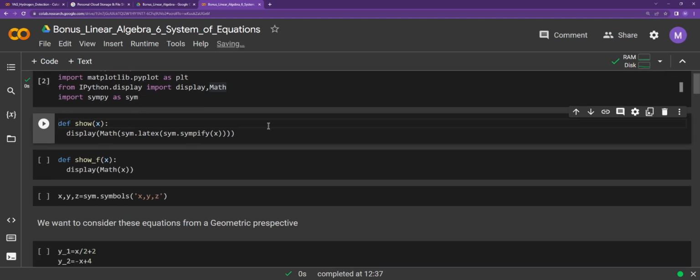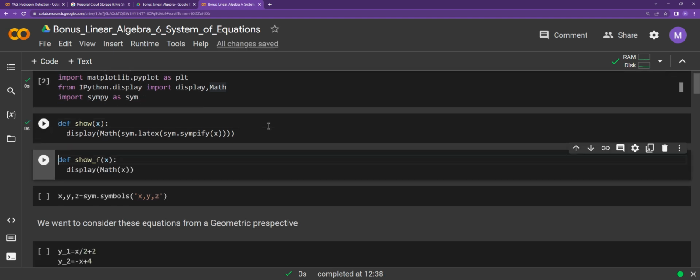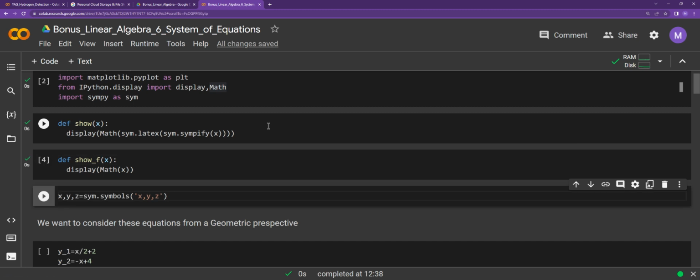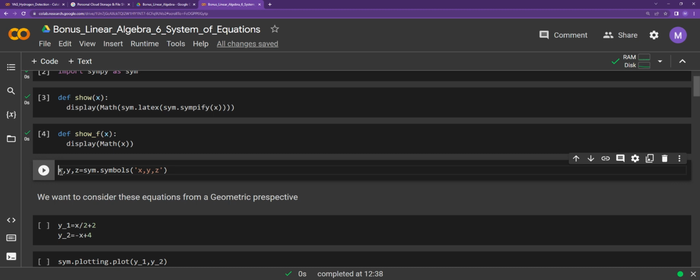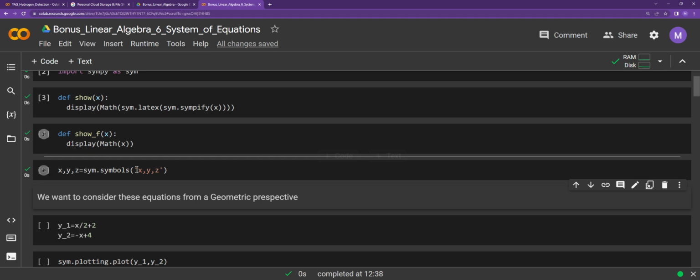I'm going to create my show function and a showf function. I'm creating this just to show formulas, basically. So you just display math x if the x is a formula. So I'm going to create symbols of x, y, and z using sim.symbols, and I give the string x, y, z. So we are now allocating them as symbols.